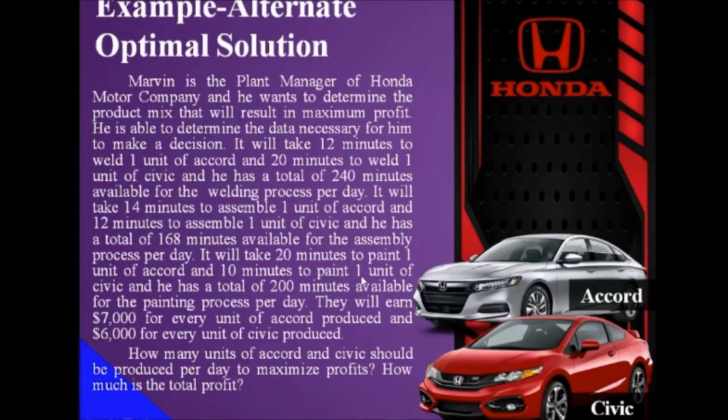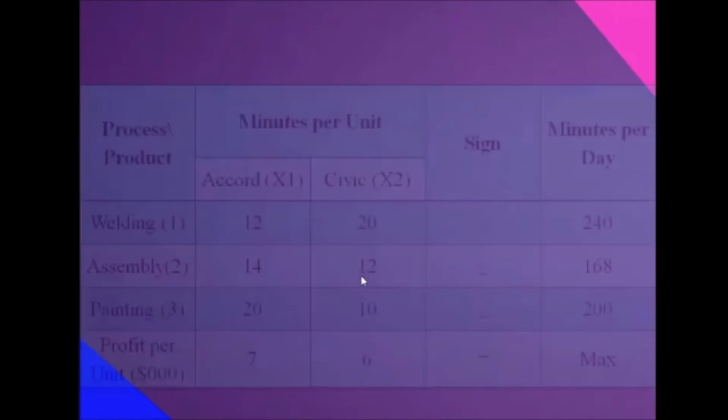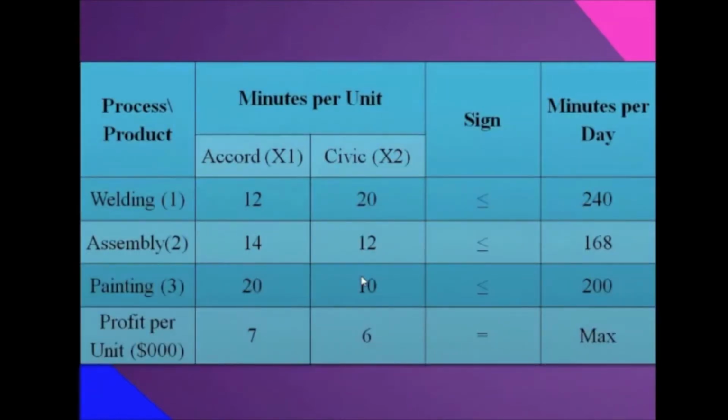So, what we need to do now is to have the linear programming solution that will give us the maximum profit by considering the limitations na binibigay ng ating problem. So, sige, I have here the summary of the given values in table form. Now, as you can see, we have the welding, assembly, and painting. They will be the constraints na gagamitin natin dahil sila yung binigay sa ating problem na meron tayong limit.